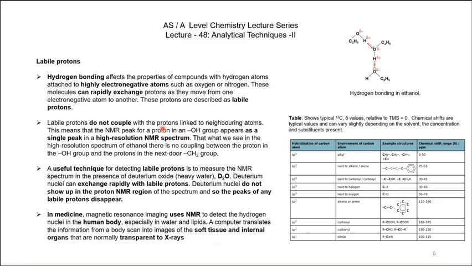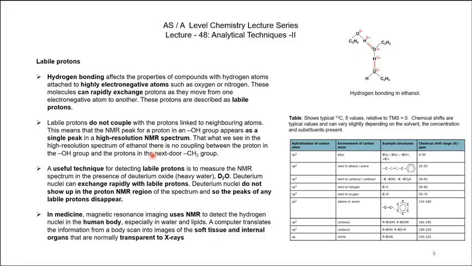So if it is a labile proton, it can always jump from one molecule to another molecule and so forth. Therefore, labile protons do not couple with the protons linked with neighboring atoms. This means the NMR peak for a proton in the OH group appears as a single peak in high resolution.